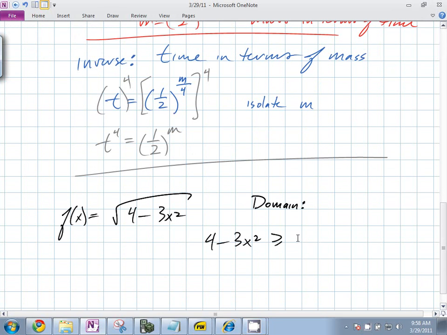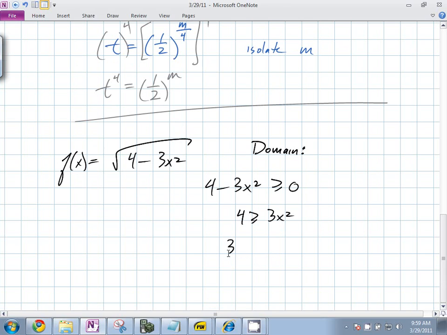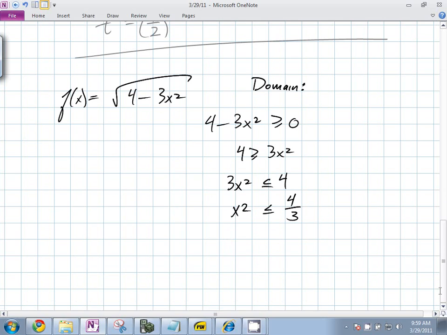Greater than or equal to 0. So therefore, you know that 4 has to be greater than or equal to 3x squared. So 3x squared has to be less than or equal to what? 4. So x squared has to be less than or equal to 4 over 3. So mathematically, you have to be real careful here.